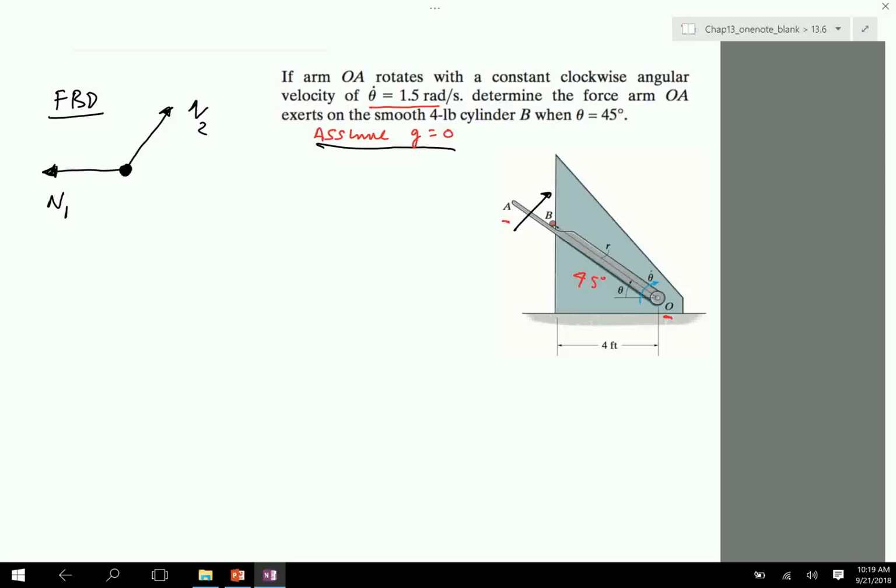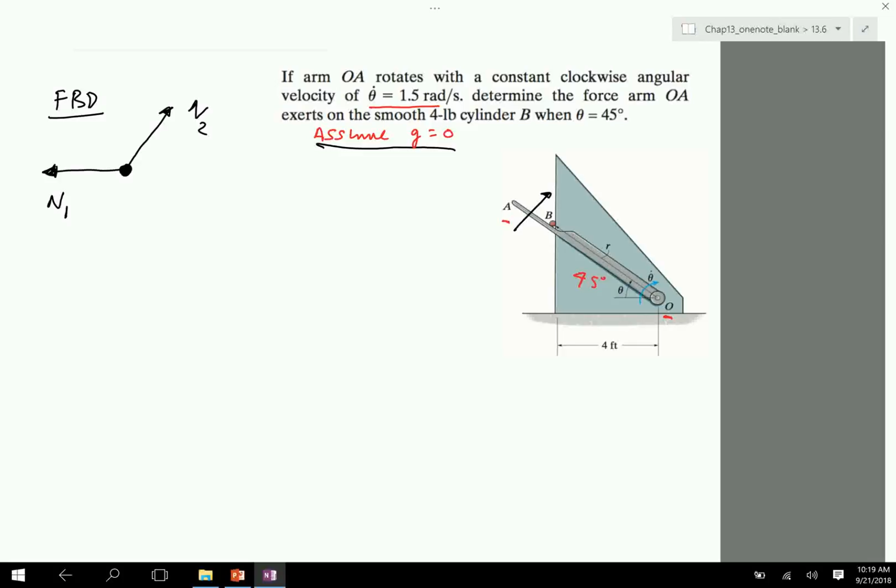Okay, mg, as I said, will not show up. This system is in the horizontal plane, and gravity is acting that way, so gravity does not affect the movement in the horizontal plane. Okay, so we got that.